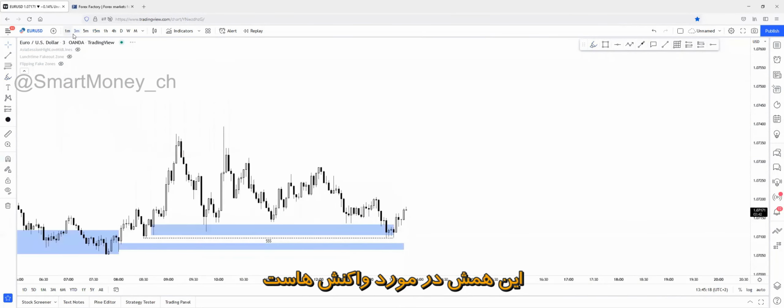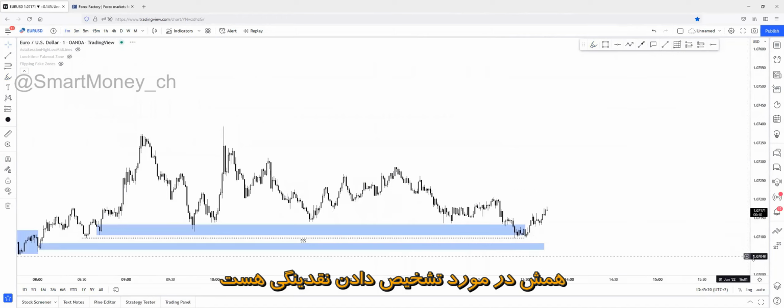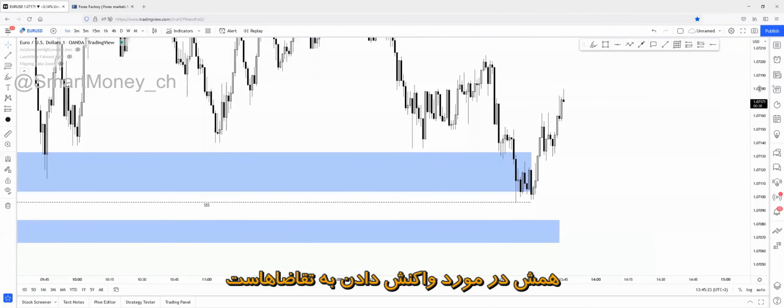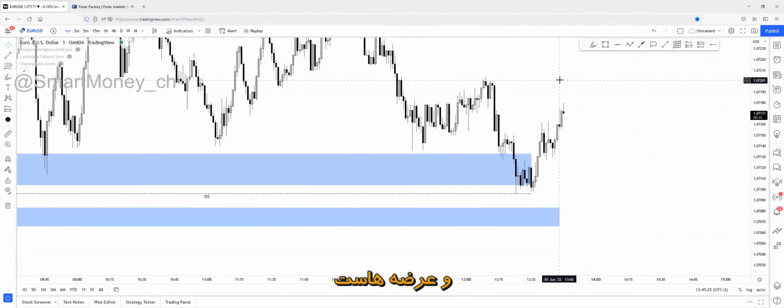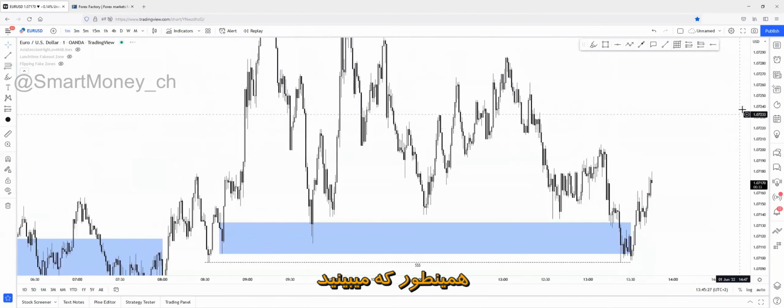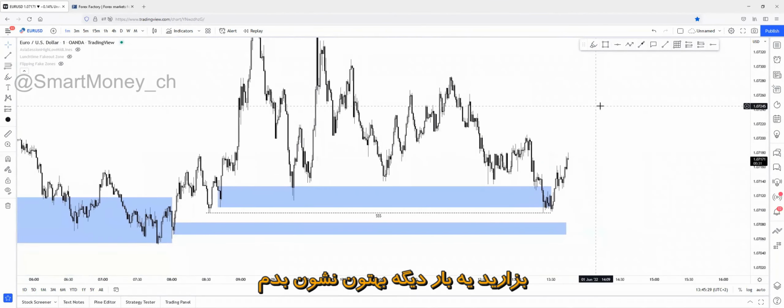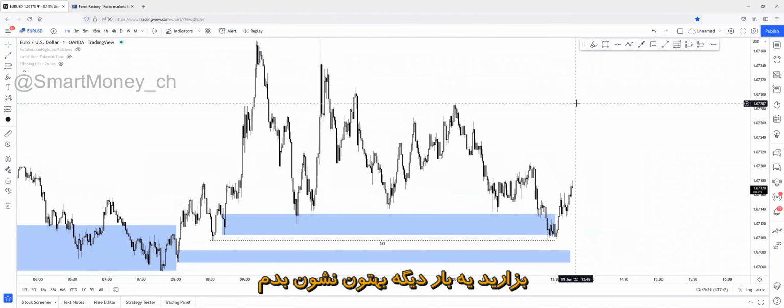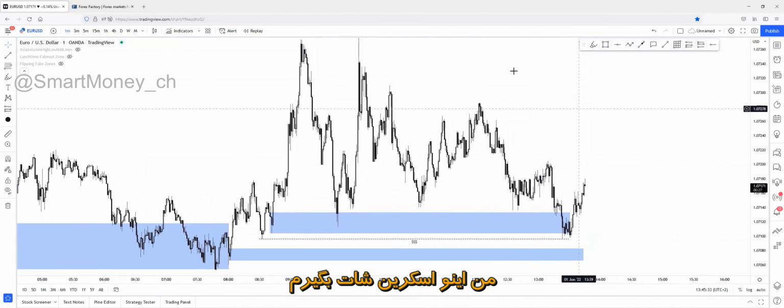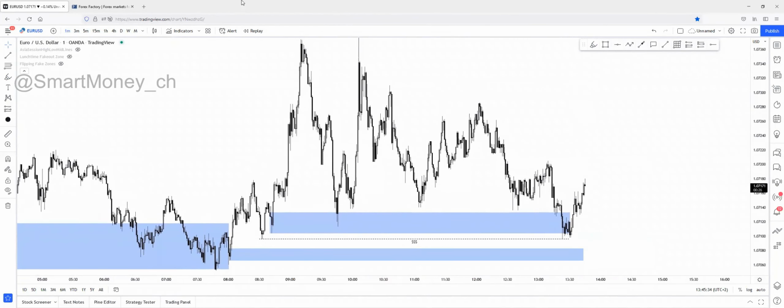It's all about reaction. It's all about recognizing the actual liquidity. It's all about recognizing the demand zones. It's all about reacting on these demand zones and supply zones, of course. So as you can see, just let me show you this once again. I will just simply screenshot this moment right here.